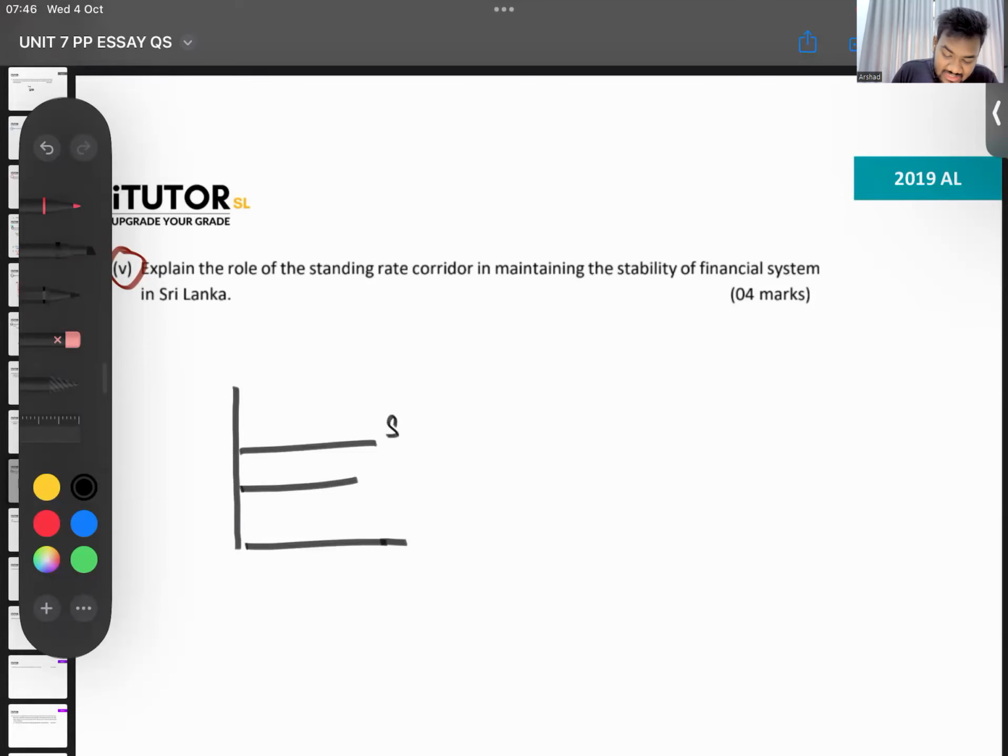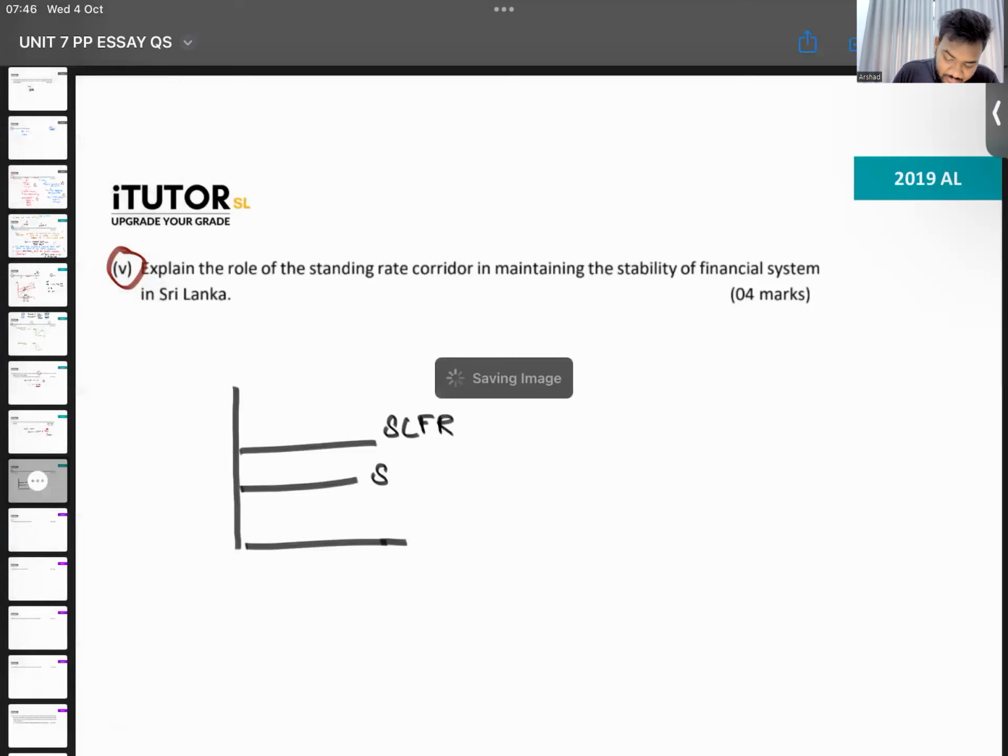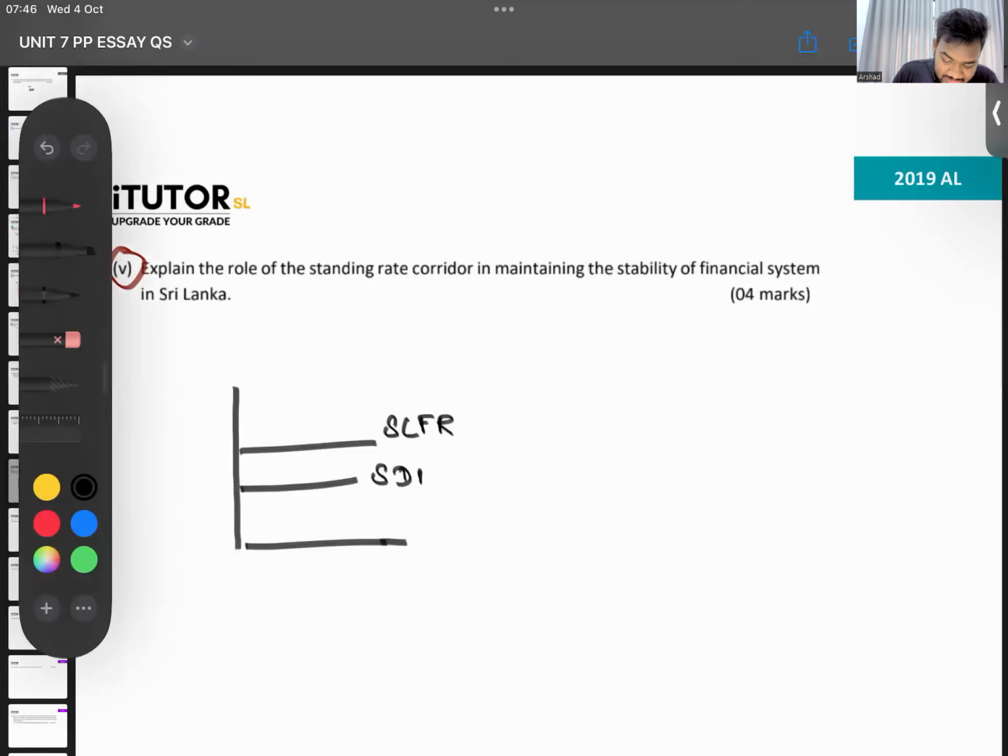So the standing lending facility rate and the standing deposit facility rate. And then you can say this interest rate corridor or these two policy rates are the main signaling mechanism of the central bank of the monetary policy stance that they will be taking. So there is a monetary policy review meeting happening tomorrow. Tomorrow is the 5th, no? Yeah. On the 5th of October, there is a monetary policy review meeting happening. My prediction is that they will reduce policy rates a little bit more.